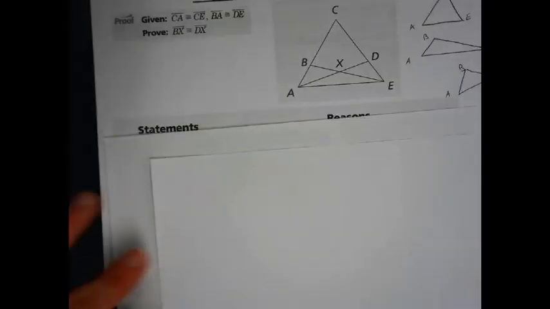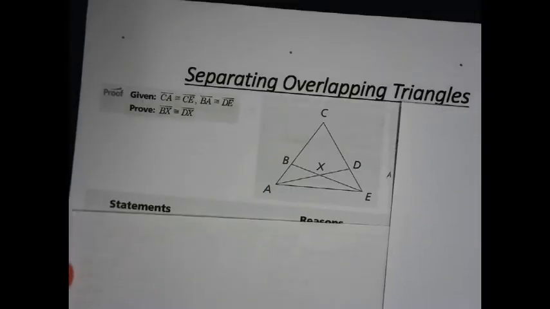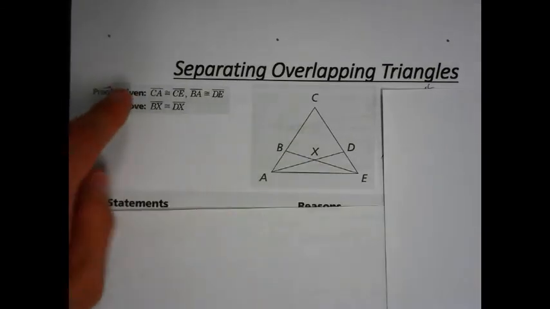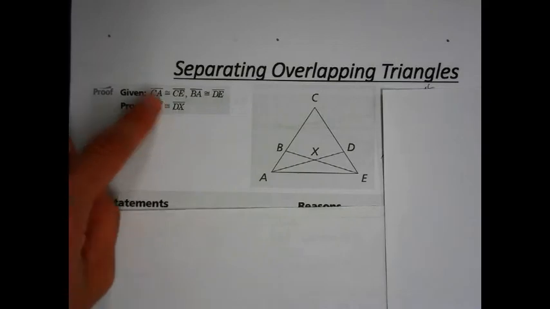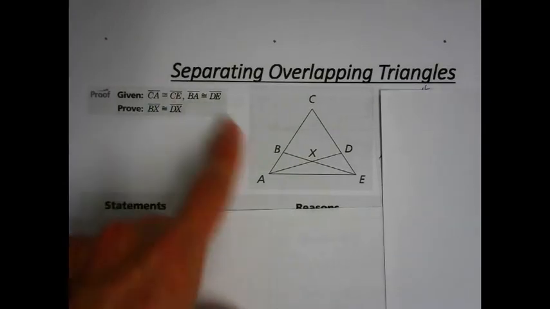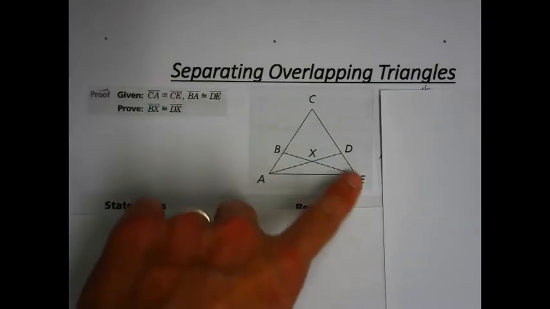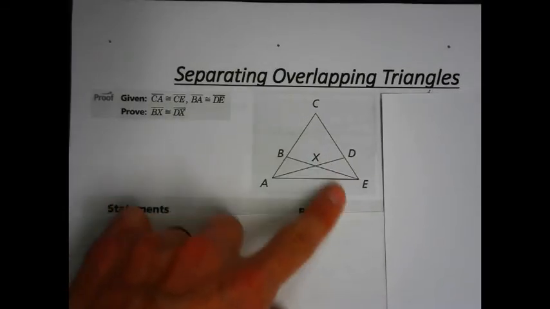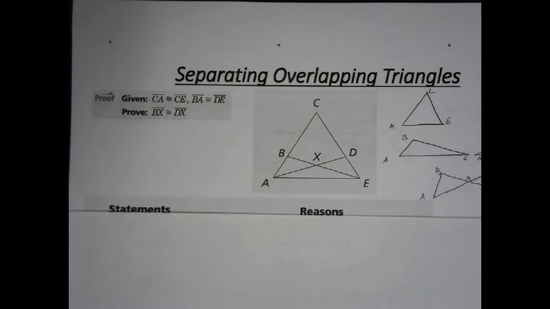Another proof. Remember this from the beginning? Now we see a bunch of triangles emerging. We're going to have all this congruent stuff. CA is congruent to CE, isosceles. BA is congruent to DE, corresponding parts. And then we're going to prove BX and DX. Look at these triangle pairs.